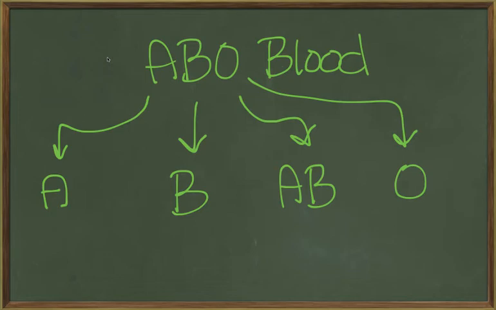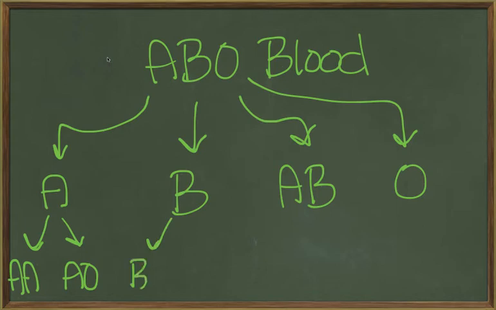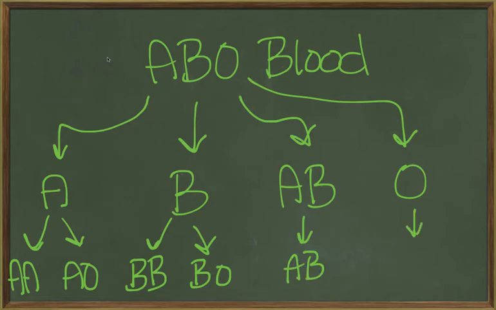If you are A blood, you'll have 2 different genotypes. You could be homozygous A, or you could be heterozygous AO. Same thing for B. You could be homozygous B or heterozygous BO. For AB, you only got one option. You're AB. And then for O, you only have one option. You are going to be OO.